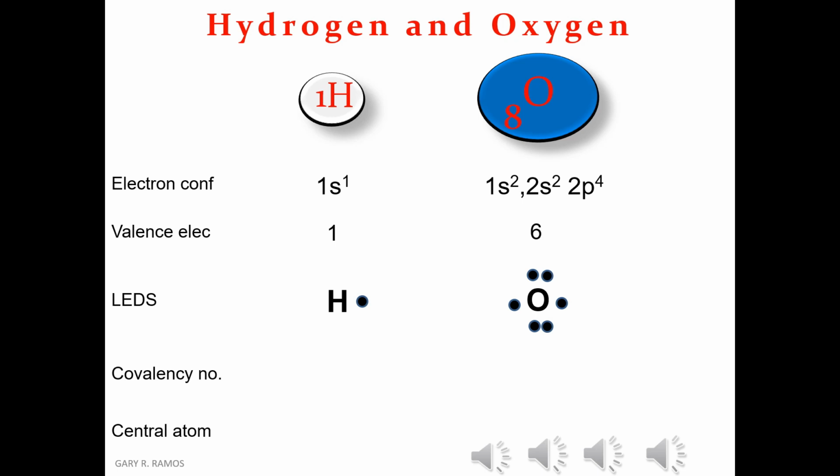According to the octet rule, an atom will only become stable if it has 8 electrons at the outermost shell, or its valence electron is 8, except for some atoms such as hydrogen and helium. For hydrogen and helium to become stable, they need only 2 electrons at the outermost shell. By looking at the Lewis structure of both hydrogen and oxygen, we can say that both atoms are not stable. This is because hydrogen has one valence electron, it needs one more electron to become stable. And oxygen, since it has 6 valence electrons, it needs 2 more valence electrons to become stable.